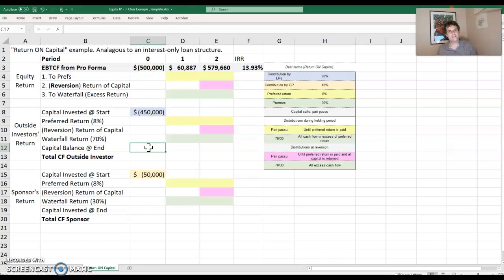Now at the end of period 0, there's no other cash flows that occur. This is the capital raising part. We simply have a balance of what that investment is.